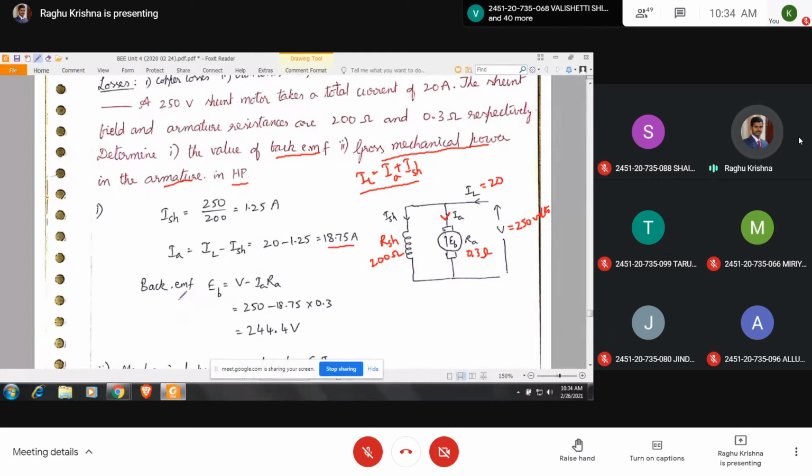Next, you know that back EMF EB is equal to V minus IA RA. What is the V? 250 minus IA RA. So you are going to get the back EMF. So the first bit is completed.